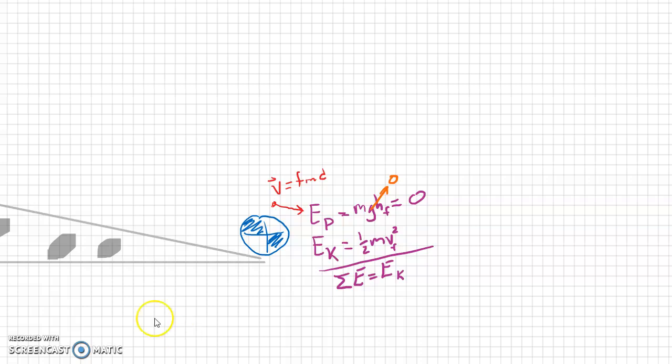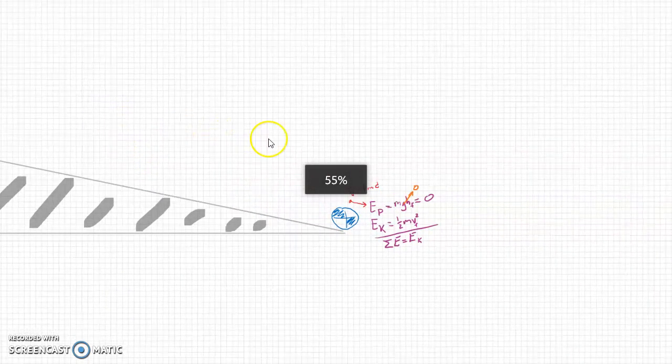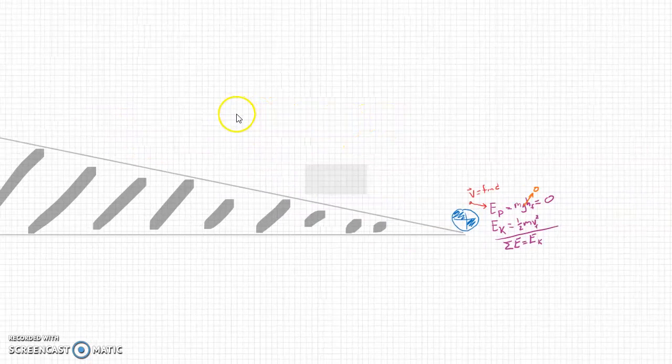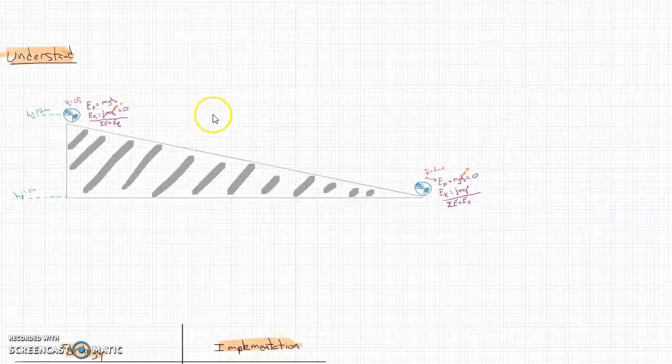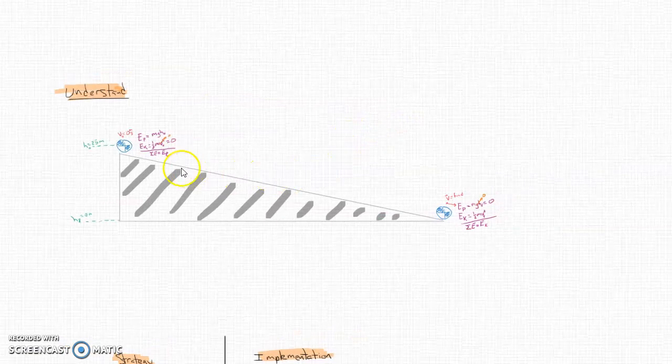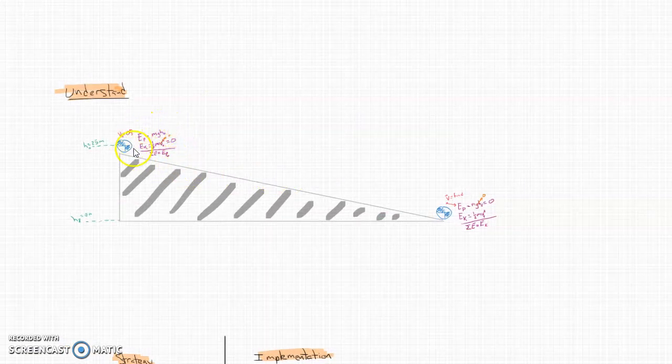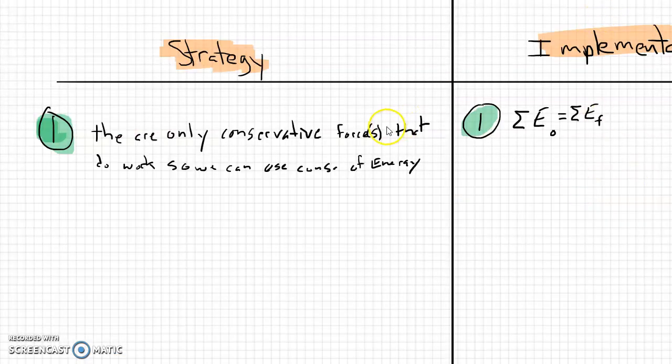So as far as energy goes, since there are no frictional forces, all the total energy that we start with has to equal all the total energy at the end. And that's part of our strategy and how we're going to solve this problem. The basic strategy here is that since there are only conservative forces, in other words, gravity is really the only thing doing work here, it's what pulls it down the ramp, that means we can use the conservation of energy.